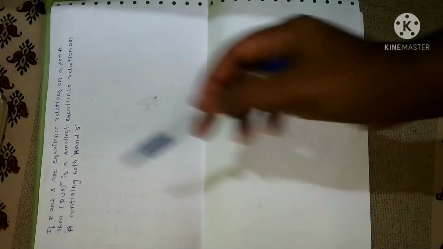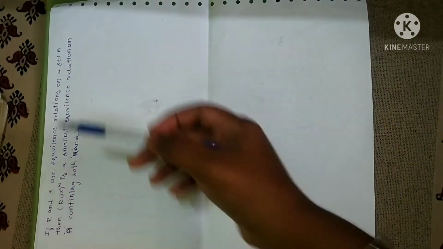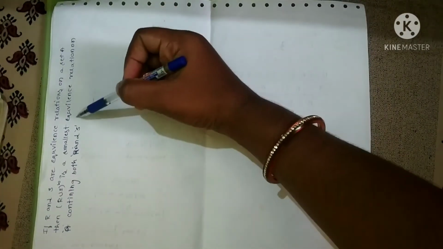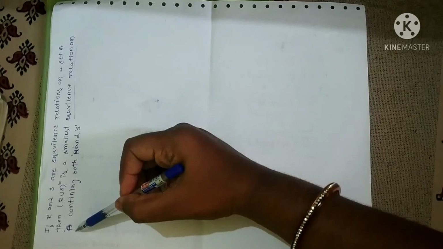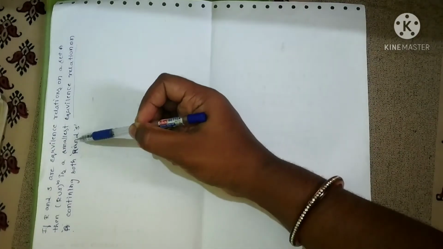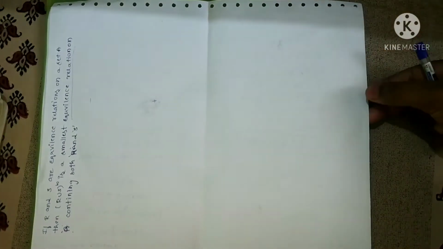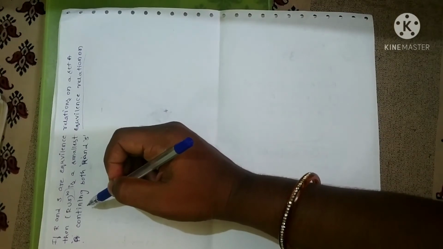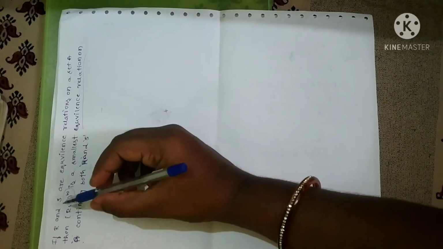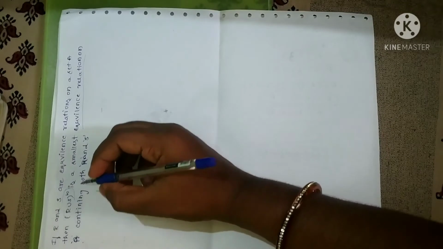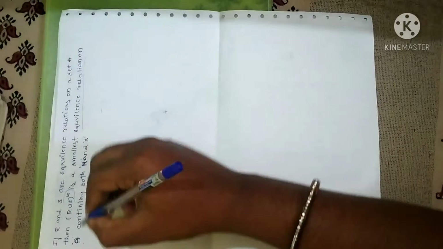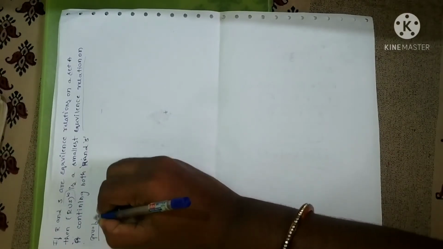In this session, let me continue with one of the important theorems. If R and S are equivalence relations on a set A, then (R union S)^infinity is the smallest equivalence relation on A containing both R and S. It is one of the important theorems. It has been asked in one of the years. And this theorem is based on the connectivity relation. As you are all familiar with the connectivity relation, I have done that in the previous session. Please go through that.